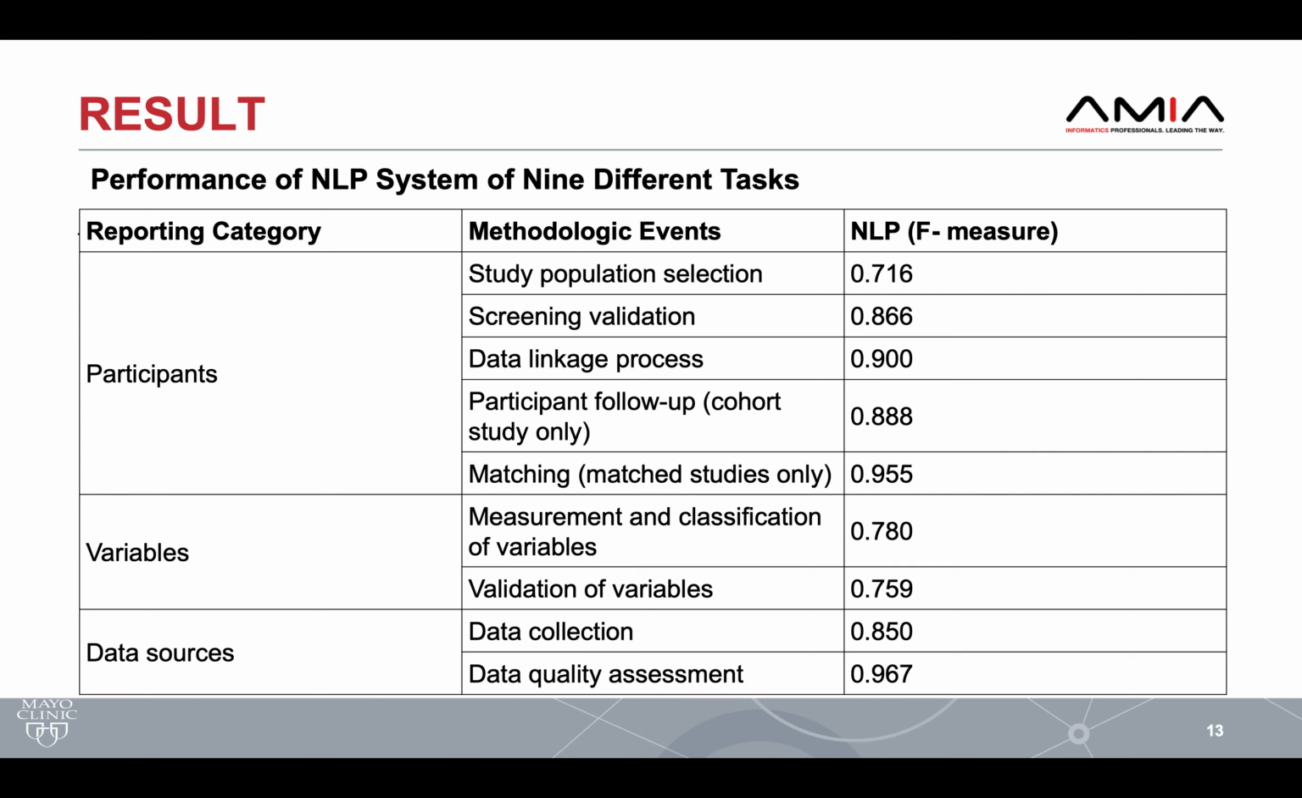So this is the first result slide, and this slide is showing the performance of the NLP system. To ensure that the results after we apply the NLP are valid and reliable, in total there are 9 tasks, and 5 out of 9 achieved high performance, and 3 out of 9 achieved moderate performance. This was due to high language variability and limited gold standard.